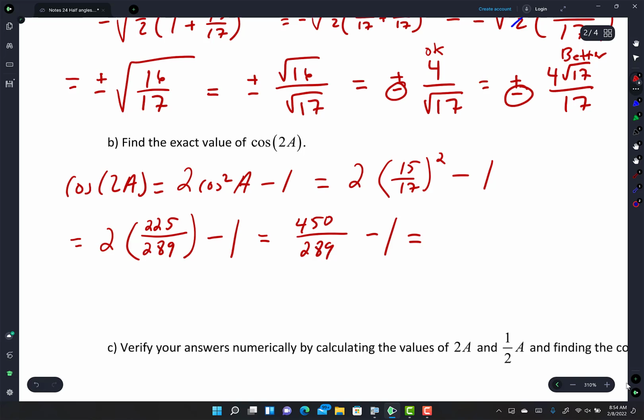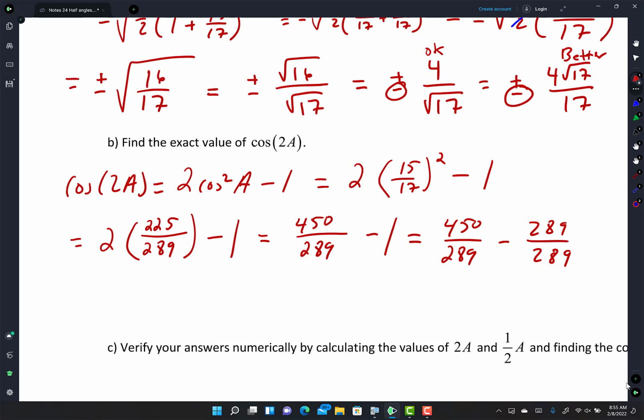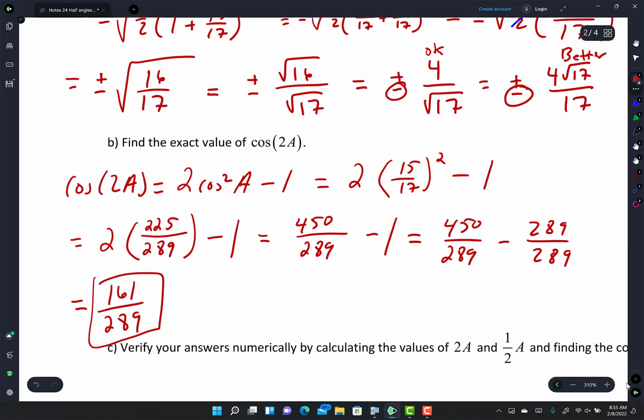And I can turn that 1 into 289 over 289, right? 450 over 289 minus 289 over 289. Now, I think I can do that without a calculator because 289 is really close to 300. So I can subtract 300 and then add back 11, right? So 450 minus 300, that's 150, and then add back 11. 150, 160, is it 161 over 289? Look at that, guys. We did all of it without a calculator. Isn't that cool? These are the type of questions that UH had on that math contest. So there's my answer. These are exact answers.